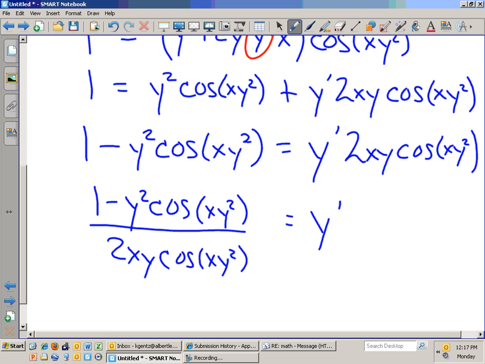Why don't you try problem 11? Try problem 11. Note that when you do 11, you do have to use the chain rule when you take the derivative of sine of y. The derivative of sine of y is not cosine of y. You have to use the chain rule. And if you don't know it, I'll set it up. Why don't you start problem 11?